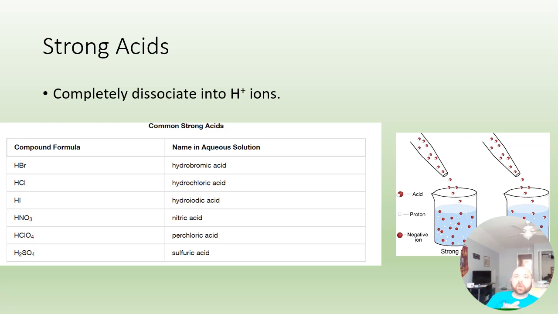These are the only acids that this occurs for. There may be a few other strong acids out there, but there's not many, 10 to 15 total, and these are the most common ones. On the other hand, there are millions of weak acids that do not dissociate completely. We'll take a look at that on the next slide, but these are the strong acids. They dissociate completely, and there's very few of them, and the most common ones are listed here.